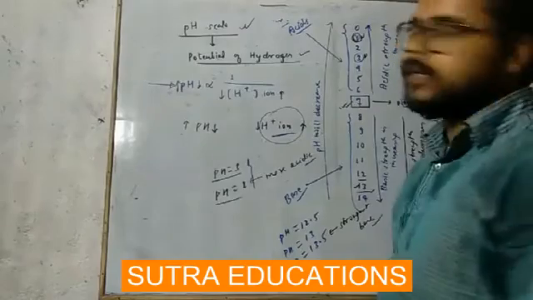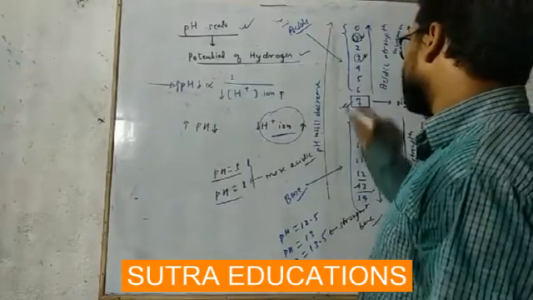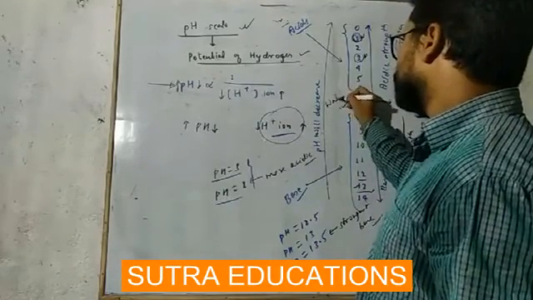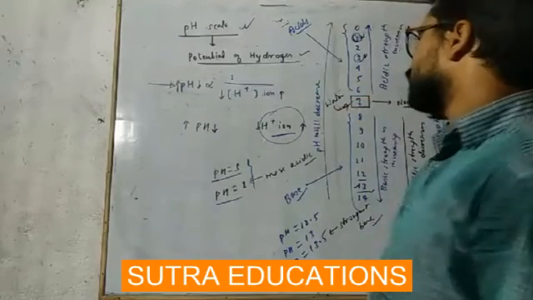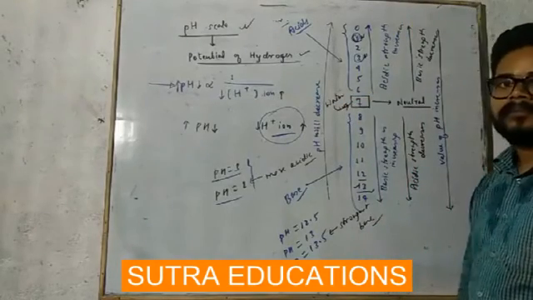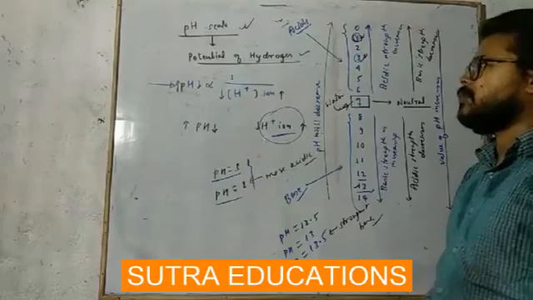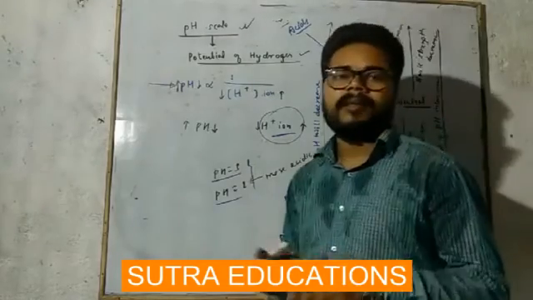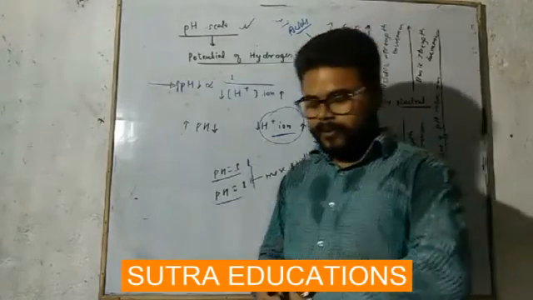A substance having pH equal to 7 will be neutral. For example, water is neutral. Okay, so this is all about the pH scale. Now come to universal indicator.